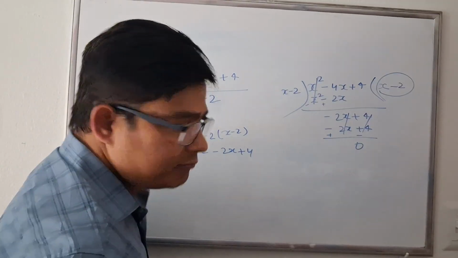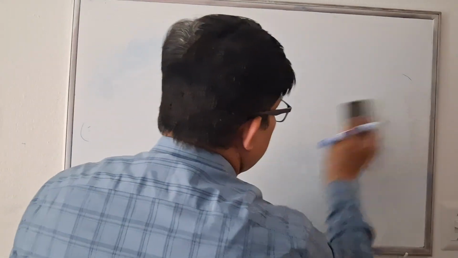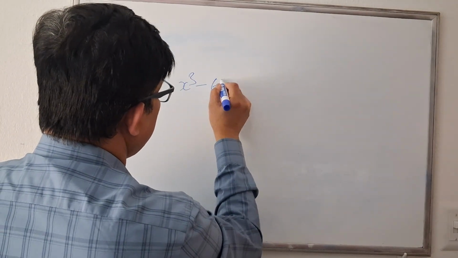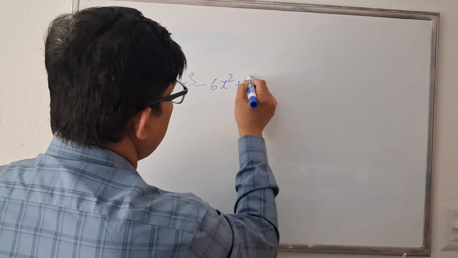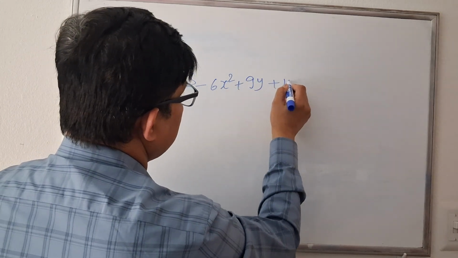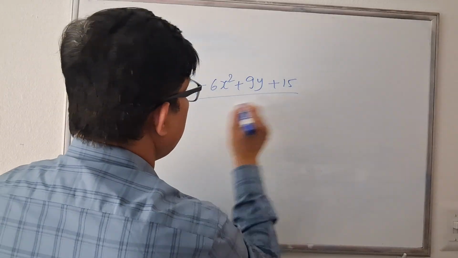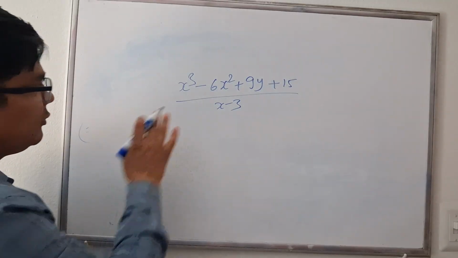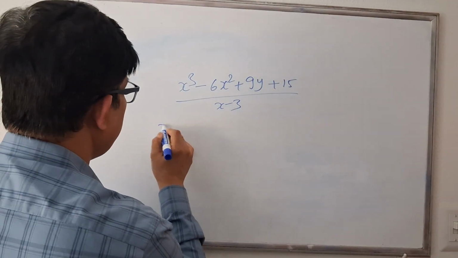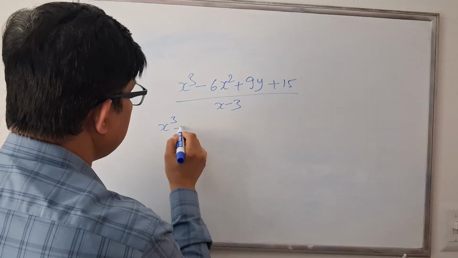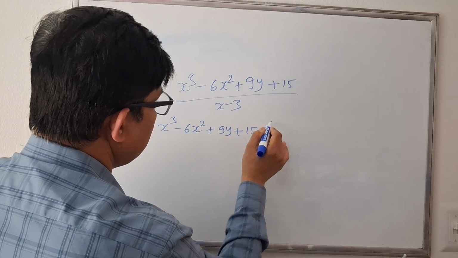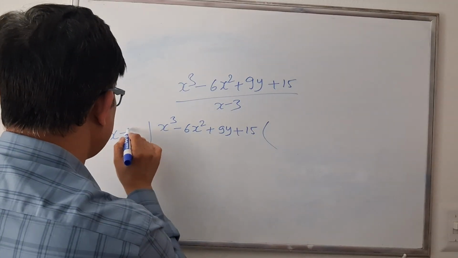Sometimes you might have a remainder. This one, I gave you a term that I remember. Let's see something. x cube minus 6x square plus 9y plus 15, divided by x minus 3. How are we going to solve this? Same approach. x cube minus 6x square plus 9y plus 15 divided by x minus 3.